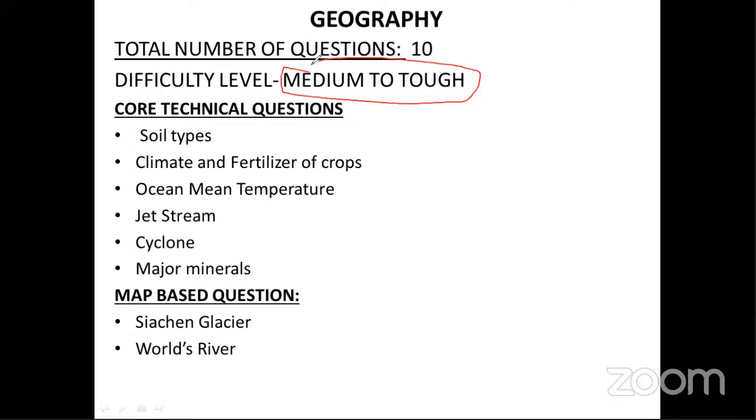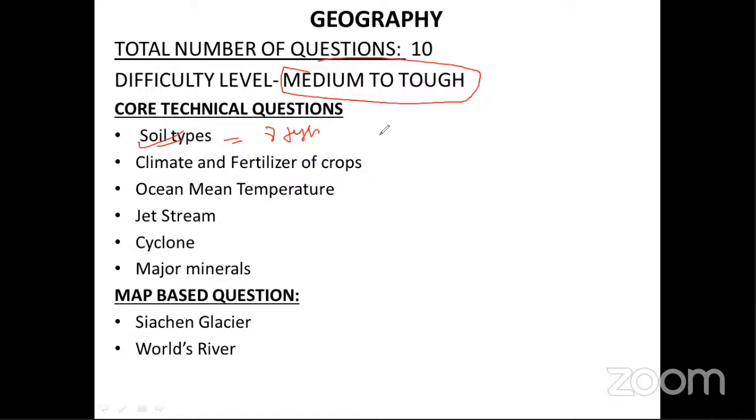Now, they had asked core technical questions. What are those questions? Like soil types. You should prepare the Indian soils very well. All 8 types of soil in India: alluvial soil, black cotton soil, laterite soil, red and yellow soils, forest soils, saline soils, peat soils. You should read all these soils from NCERT, or class 11 NCERT, India: Physical Environment. A soil chapter is given there with that much information. And try to focus on present issues related to the soils. What are the present issues related to soil in India?